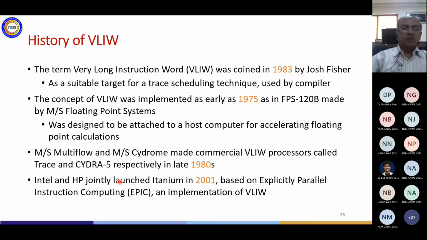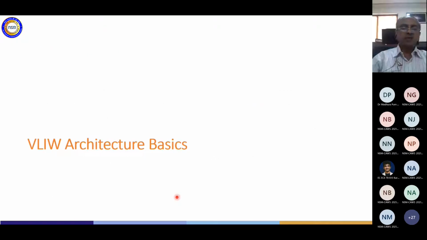So HP was working on PA-RISC, and Intel thought of Itanium. They joined hands, and HP said we will make the compiler, Intel said we will make the processor, and they coined a term called Explicitly Parallel Instruction Computing. Why explicitly parallel? It will be evident when I tell you about that. But it was an implementation of VLIW. So this is what has been the history of VLIW.